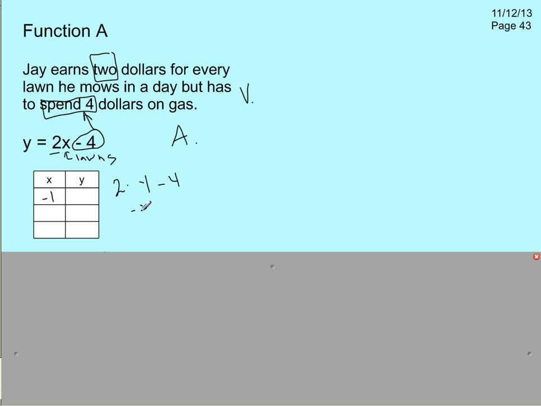That leaves us with -2 minus 4. Change subtraction to adding the opposite, and we get -6. You can do the same thing when you put 0 in for x, and you would get -4. And then you can put, say, 1 in for x, and get the value of -2. So this is a numerical representation of our function. We have an XY table that shows the different ordered pairs. So we have -1, -6, we have 0, -4, and we have 1, -2.